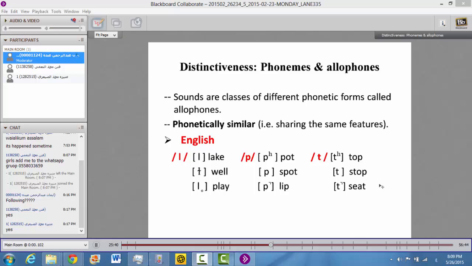Okay, now the phoneme ta, this is another example of the allophones of the phoneme. The phoneme ta has 3 allophones. Here we have the aspirated ta as in top, the unaspirated one as in stop, and the unreleased as in seat.